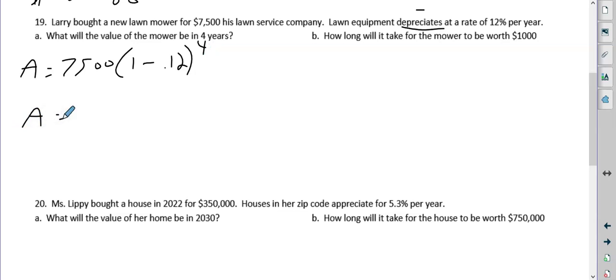Not going to do it on the calculator. You've seen me how to do it. That's going to be $4,497.72.